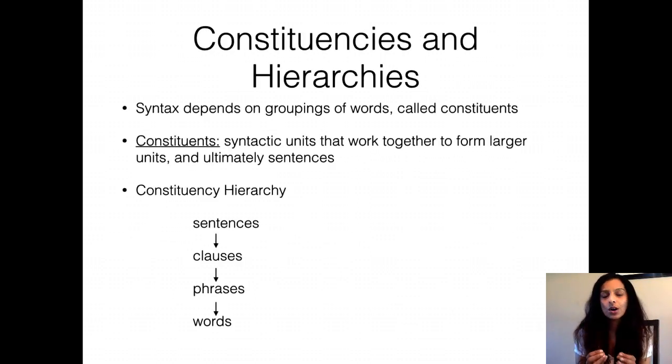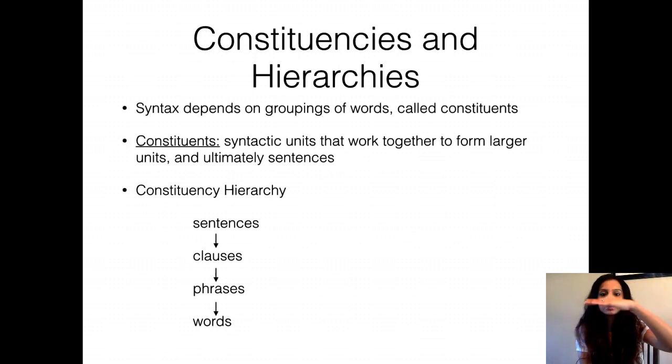Now, how do we know that there are certain words in sentences that can actually go together? This is what we mean by constituency in syntax. That is, in a sentence, there are certain words that can go together. And therefore, I've given you a constituency hierarchy.